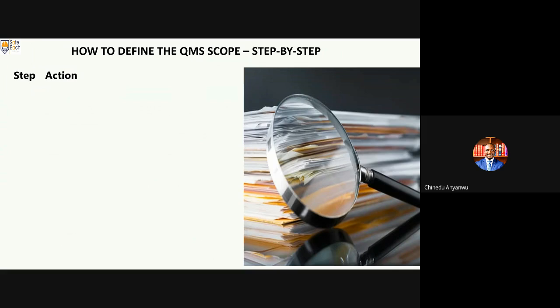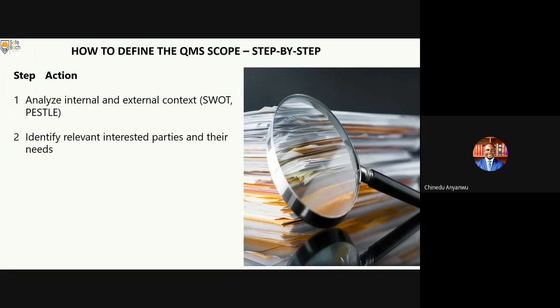Now, this standard also clearly says how to define the scope. So I'm just going to explain in detail how you need to define your scope. Let's look at it step by step. First and foremost, you need to analyze your internal and external issues. I won't talk much about this. Refer to the video we've talked about. So do whatever you have to do to analyze your internal and external issues.